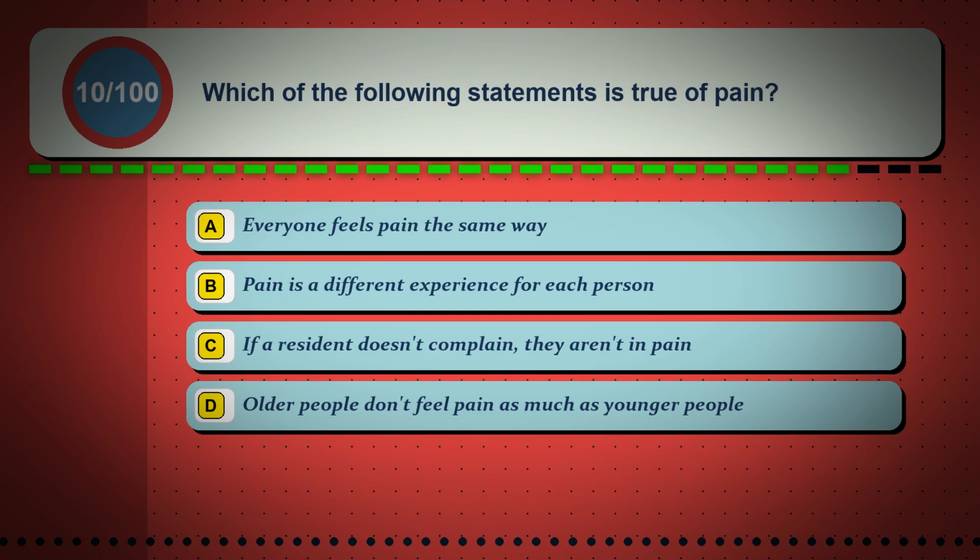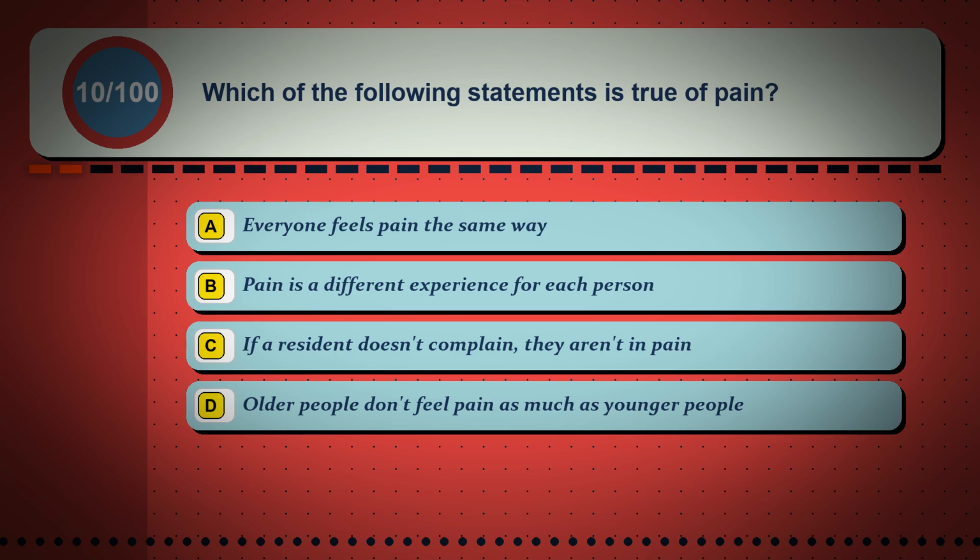Question 10. Which of the following statements is true of pain? Option A. Everyone feels pain the same way. Option B. Pain is a different experience for each person. Option C. If a resident doesn't complain, they aren't in pain. Option D. Older people don't feel pain as much as younger people.